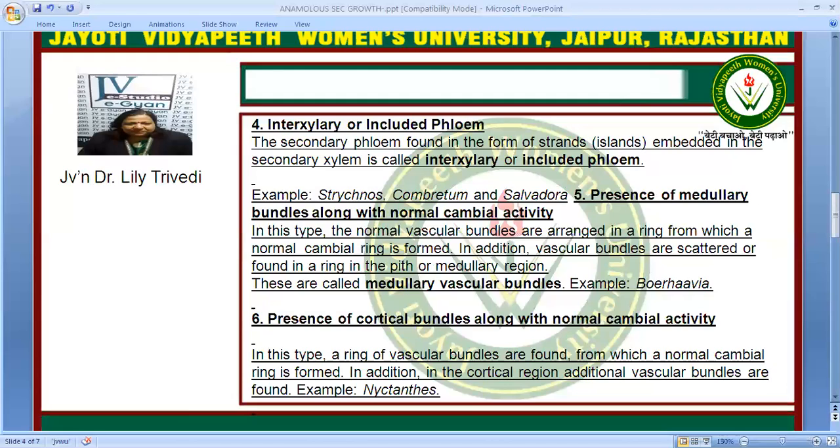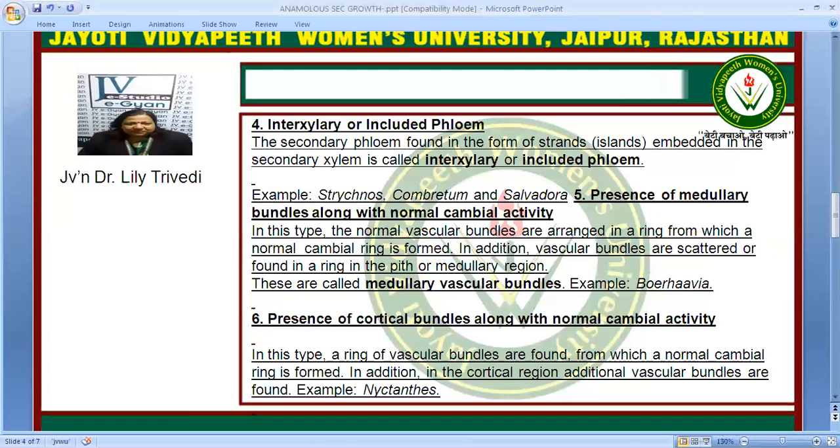The fifth type is presence of medullary bundles along with normal cambial activity. Here the normal vascular bundles are present in the form of a ring and the additional vascular bundles are found scattered in the pith region or medullary region. That is why they are called medullary vascular bundles. An example is Boerhavia. The sixth type is presence of cortical bundles along with normal cambial activity.